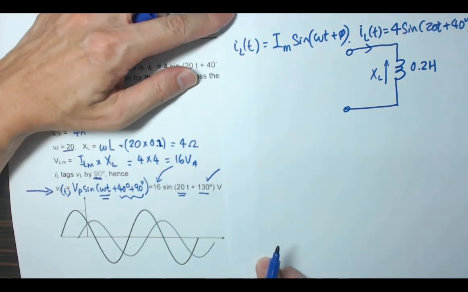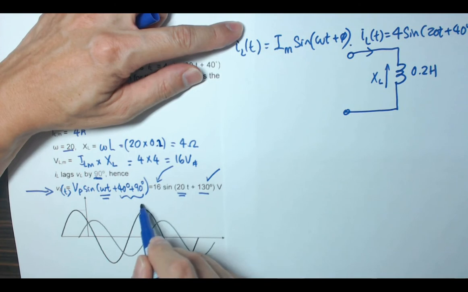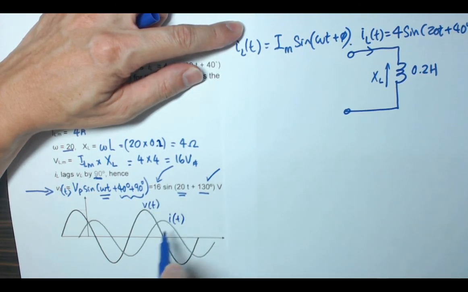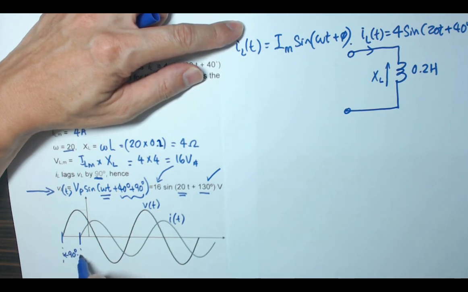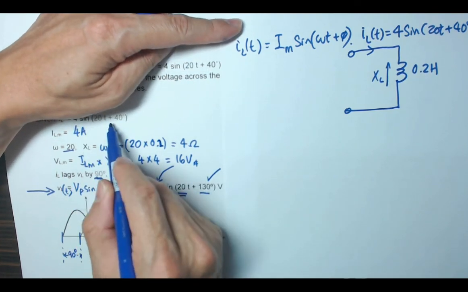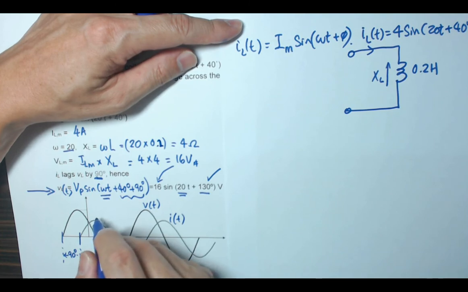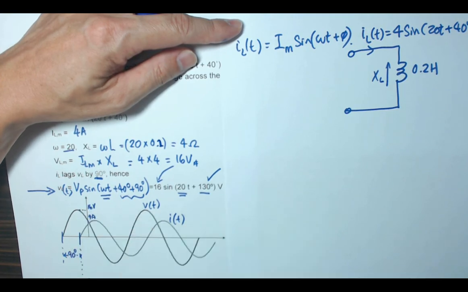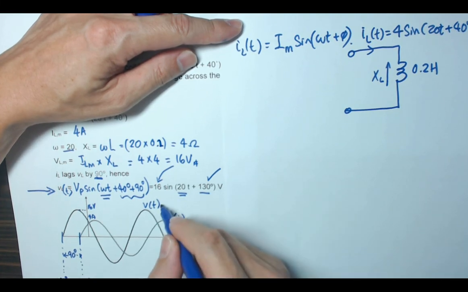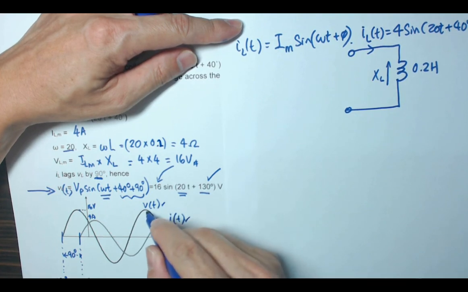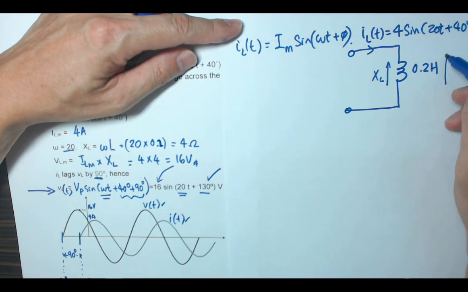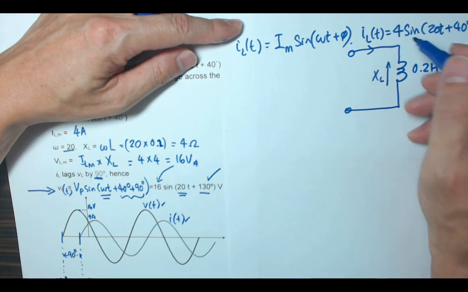Now, when we come to drawing the curves, we have the voltage waveform, which leads the current waveform by 90 degrees. That means from here to here, the difference is 90 degrees. And the current waveform has a shift of 40 degrees, which means at this point is minus 40 degrees. The maximum value of the current is 4 amps here, whereas here is 16 volt maximum. And here is minus 130 degrees. So that's the waveform of the current and the voltage across the inductor, VL(t) and IL(t).